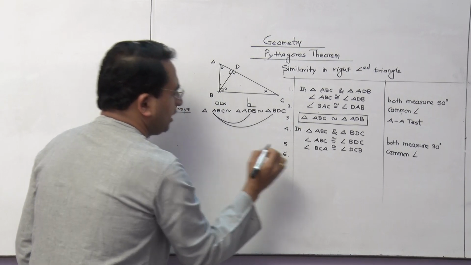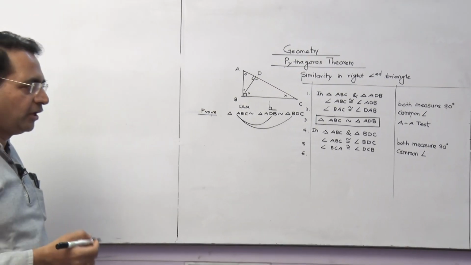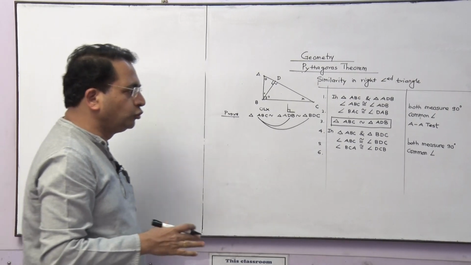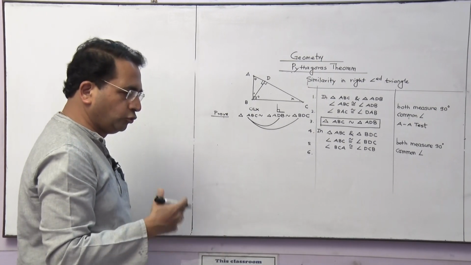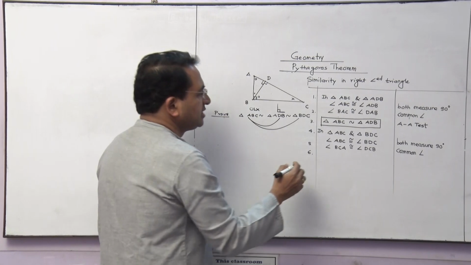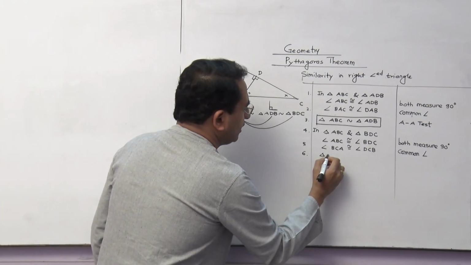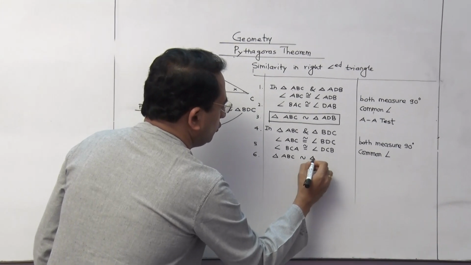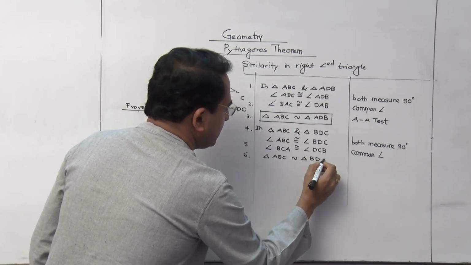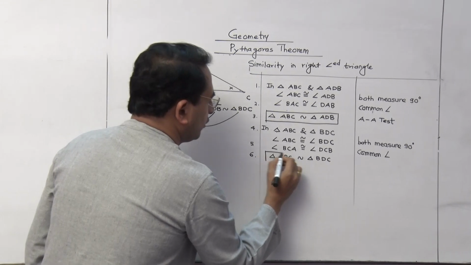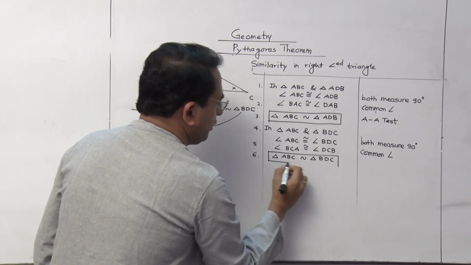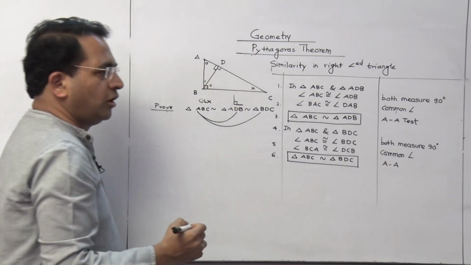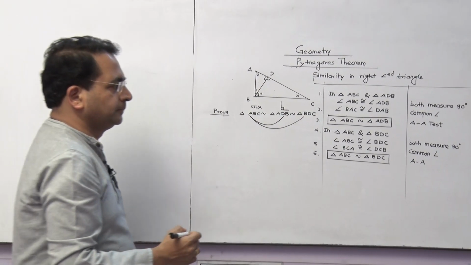Now what is to be done further? The pairs of angles which we have shown, two pairs are enough to prove the triangles are similar. So triangle ABC is similar to triangle BDC. I will put a box for this. What do I need to write here? This is going to be AA test of similarity.